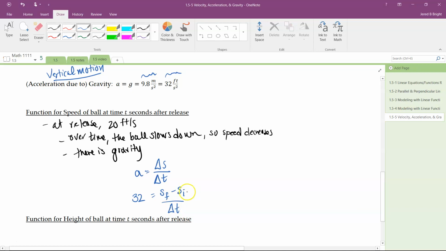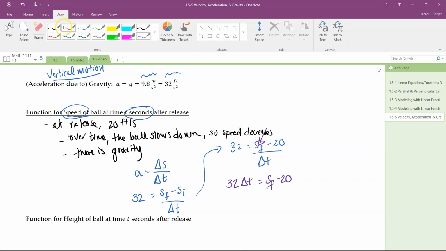All right, so now, oh wait, I know a little bit more. I know 32 is equal to SF minus, initially it had a speed of 20, right, over delta t. And it said function for speed of a ball at time t seconds, so I really want to isolate SF. I can do that. I can say this is 32 delta t, and I actually forgot something. I'll come back to it in a second.